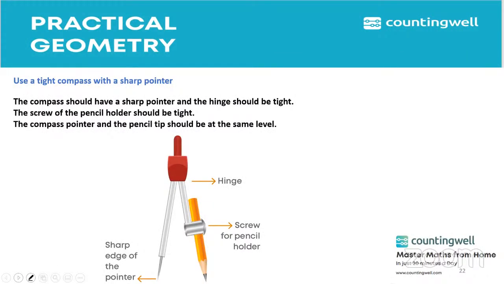Always use a tight compass with a sharp pointer. The hinge especially should be tight enough that it doesn't move after you take the length on the ruler. The screw of the pencil holder should also be tight so that the pencil doesn't move. Also, the compass pointer and pencil tip should be at the same level. Otherwise, you will not get an accurate construction.